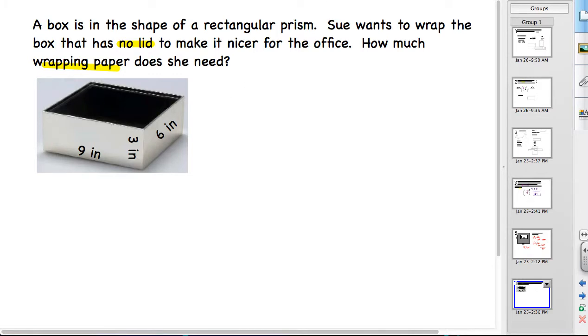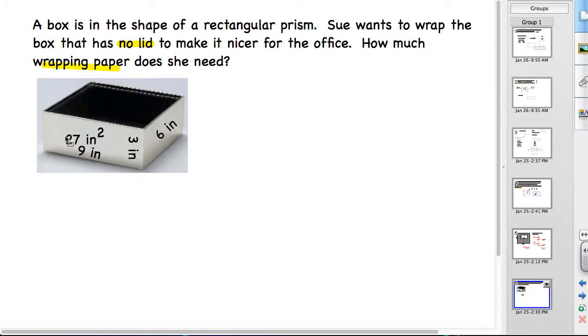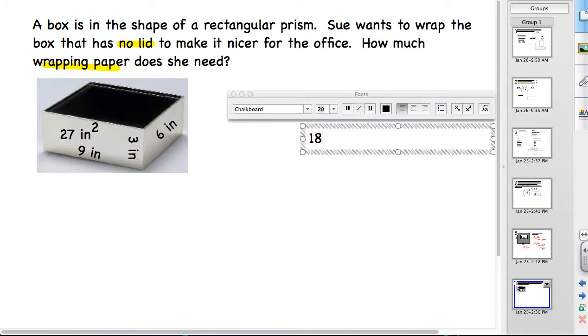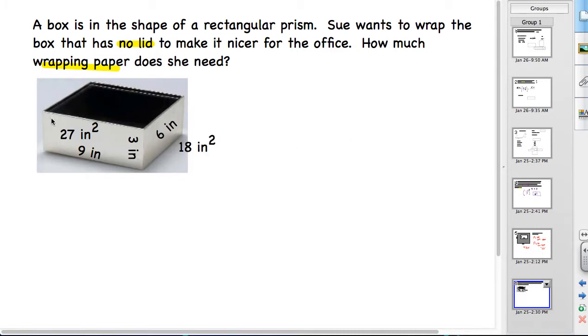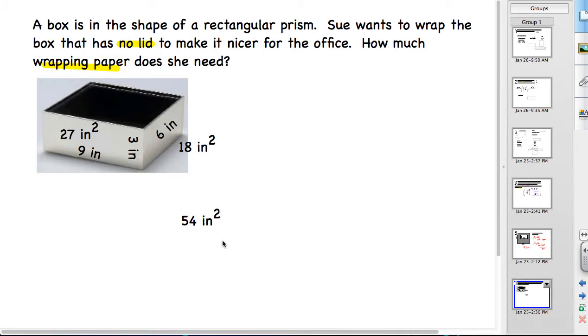So first of all, we have to find the area of each face. Now to find the area of this rectangular face, we take 9 times 3, which happens to be 27. So here we have 27 inches squared for our area. And on this side, it is 3 tall and 6 wide, which is 18 inches squared. And if we look at the bottom, because we do want to wrap that, we can see the dimensions of the bottom are 9 by 6. 9 by 6, of course, is 54 square inches.